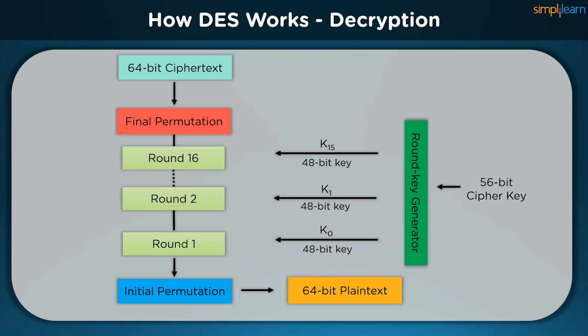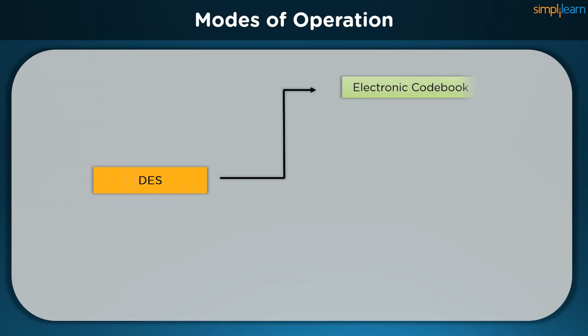DES has 5 different modes of operation to choose from. One of those is electronic codebook. Each 64-bit block is encrypted and decrypted independently in the electronic codebook format. We also have cipher block chaining, or the CBC method. Here, each 64-bit block depends on the previous one, and all of them use an initialization vector.